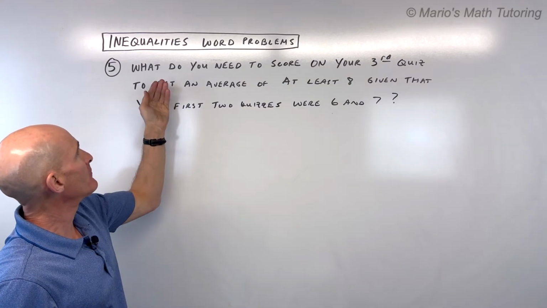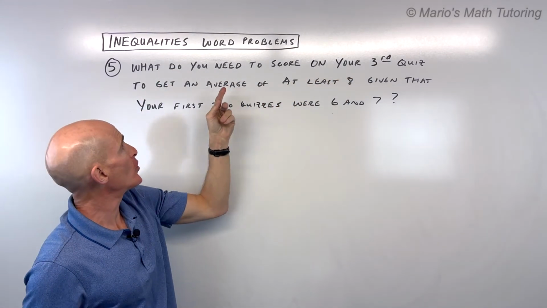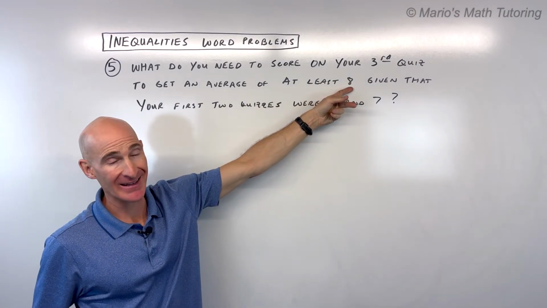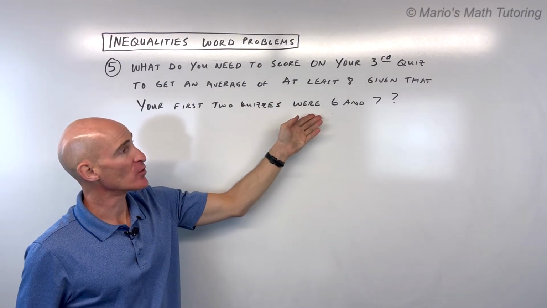So for number 5, it says, what do you need to score on your third quiz to get an average of at least 8, given that your first two quizzes were a 6 and a 7?